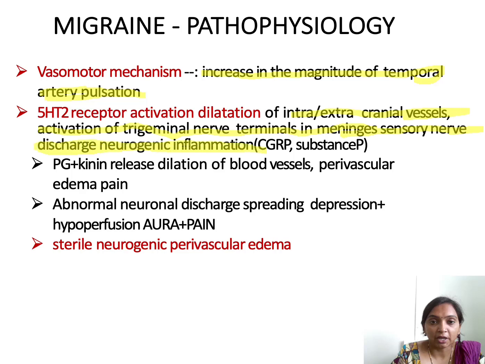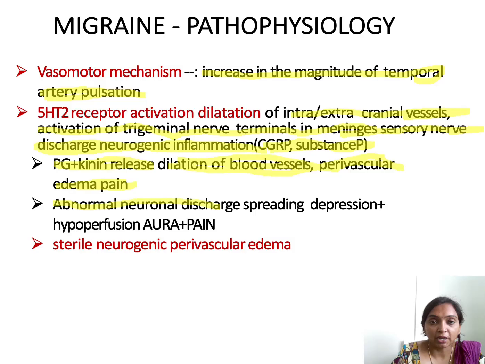This sensory nerve activation will result in neurogenic inflammation, which will result in the release of substance P and CGRP. All these are the substances which result in headache. There is also release of various other inflammatory mediators, like prostaglandins and kinins, which will cause vasodilation and perivascular edema, which will result in pain. And this pain usually lasts for a few hours.